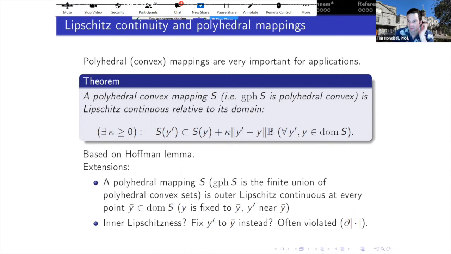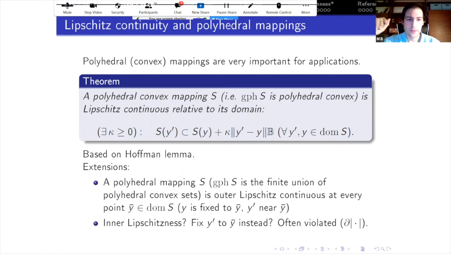And so just after this slide, we will focus on what I would call localized Lipschitz continuity. But here, just one more slide of, let's say, a more global type of Lipschitz continuity with connection to polyhedral mappings. I didn't want to spend too much time on this because it's a very interesting topic on its own. But I just wanted to mention that these mappings, polyhedral mappings or polyhedral convex mappings, but mainly polyhedral mappings, are very important for applications. And we have some nice results for them.